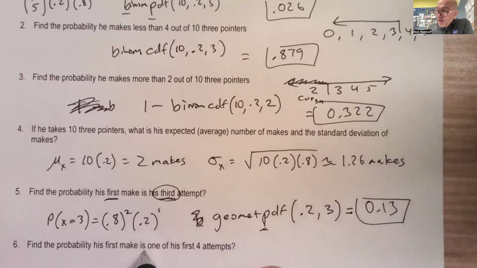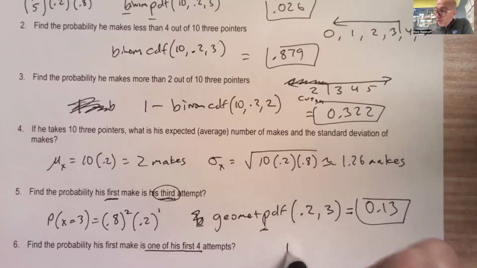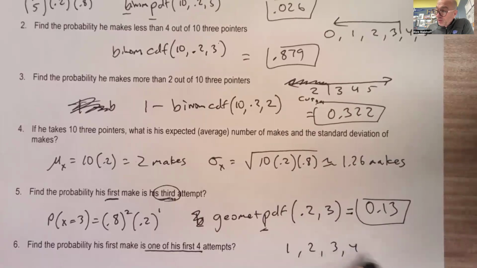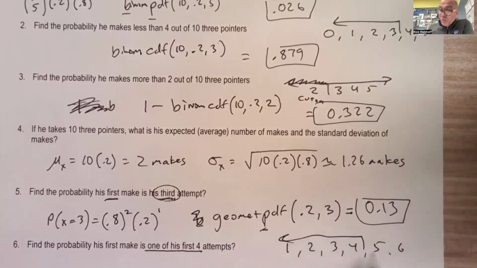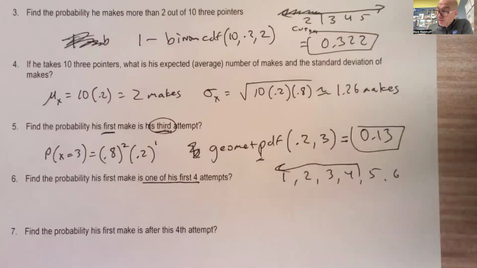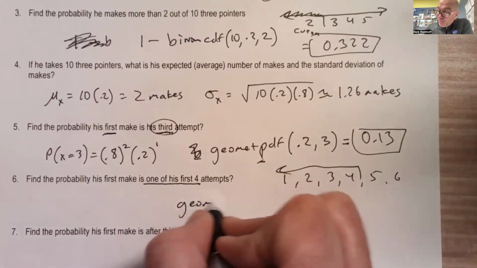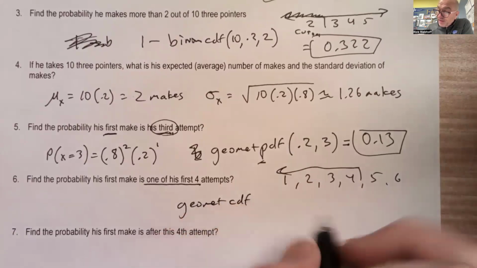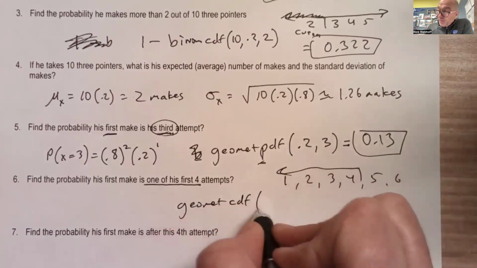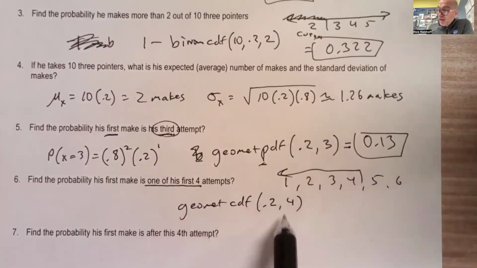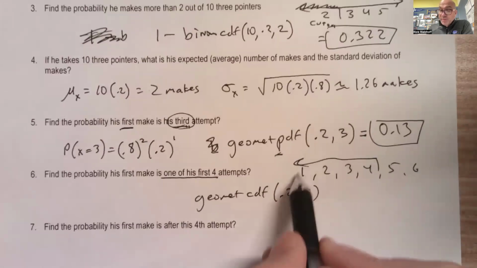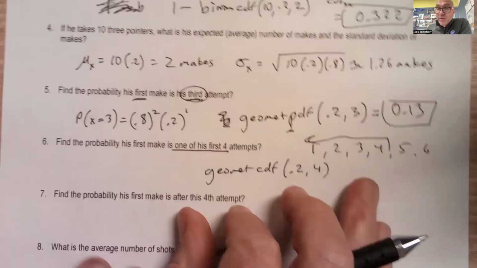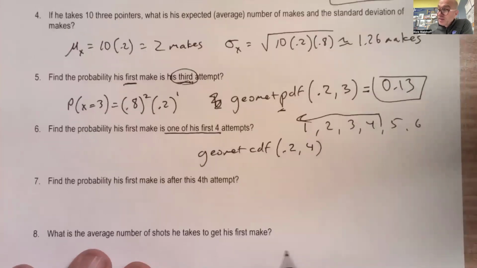First make is one of his first 4 attempts. So 1, 2, 3, 4, but not above. So we're looking for this. That's normal CDF, accumulates to the left. So this is going to be geometric CDF. And we're going 0.2 comma 4. So it'll add 4, 3, 2, 1 all together. There is no 0 in geometric because you can't have a success on your 0th try. You can have success on your first try.